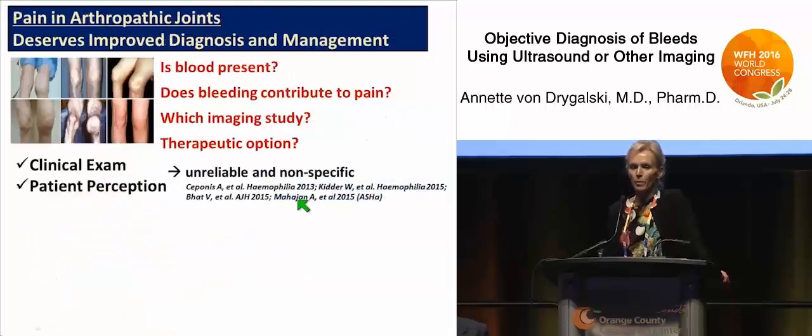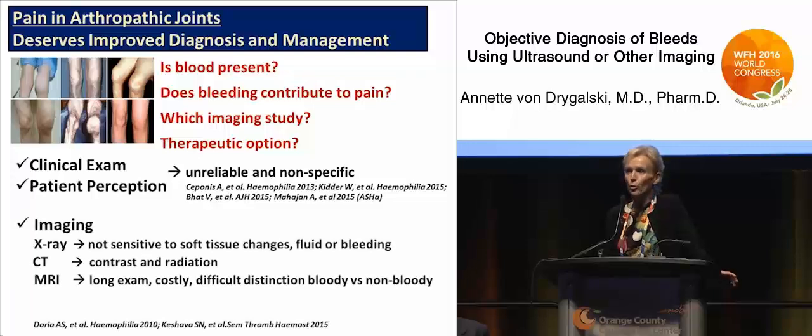So pain in arthropathic joints, I think, really deserves improved diagnosis and management, just looking at these 6 case scenarios that are all quite different. So in hemophilia clinic, what interests us most is obviously, is blood present? Does bleeding contribute to pain? Which imaging study should we do? And then what are the therapeutic options? I think many of us agree that clinical exam and patient perception might not be quite as accurate as we think. And so what imaging modalities do we have available?